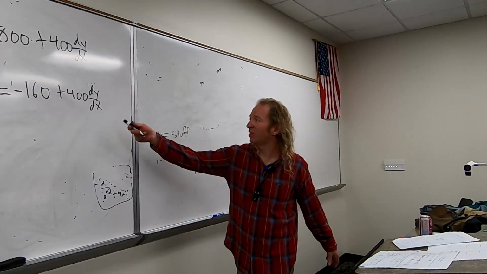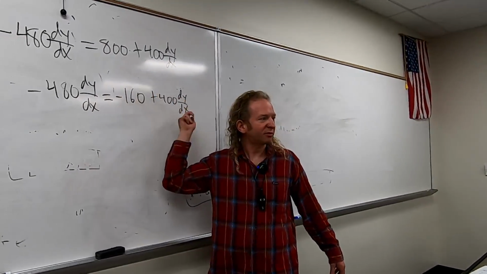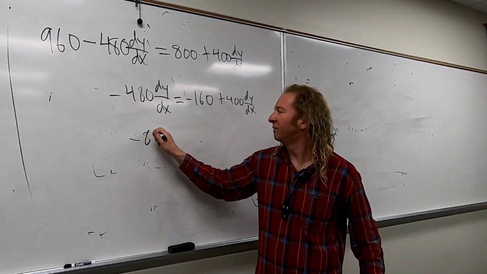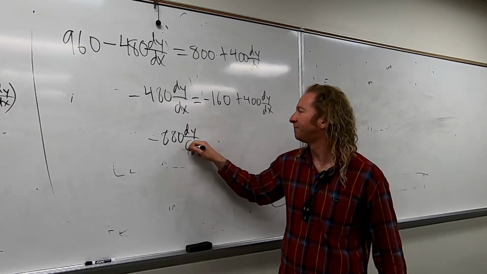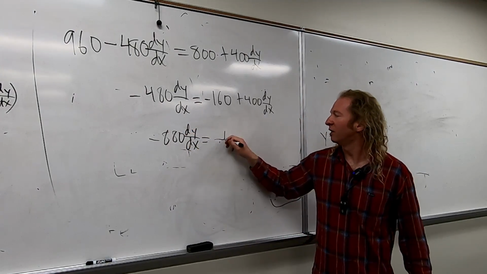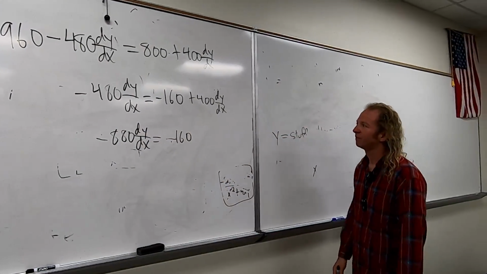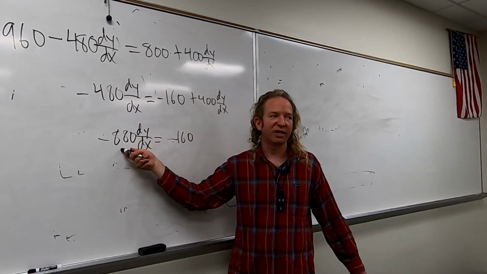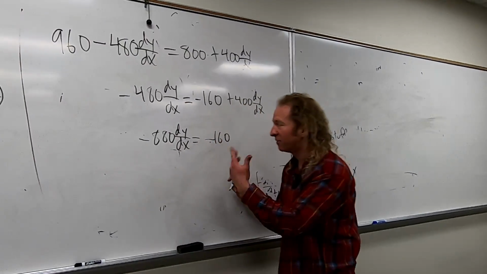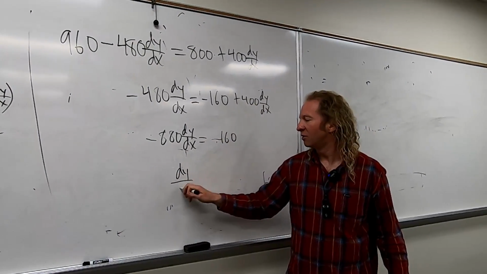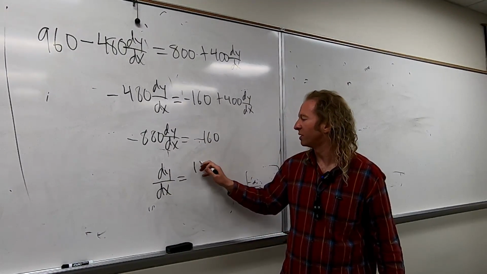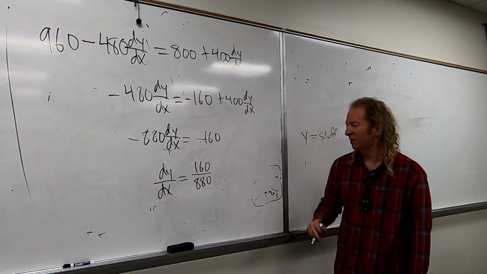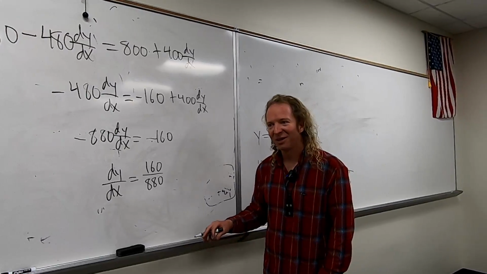I guess now we can subtract this over here. So that'll become negative 880, right? So negative 880 dy dx equals negative 160. Subtracting 400 dy dx, it's negative 880 dy dx. Finally, we divide by 880. So we get dy dx equals 160 over 880. That's 16 over 88, right?